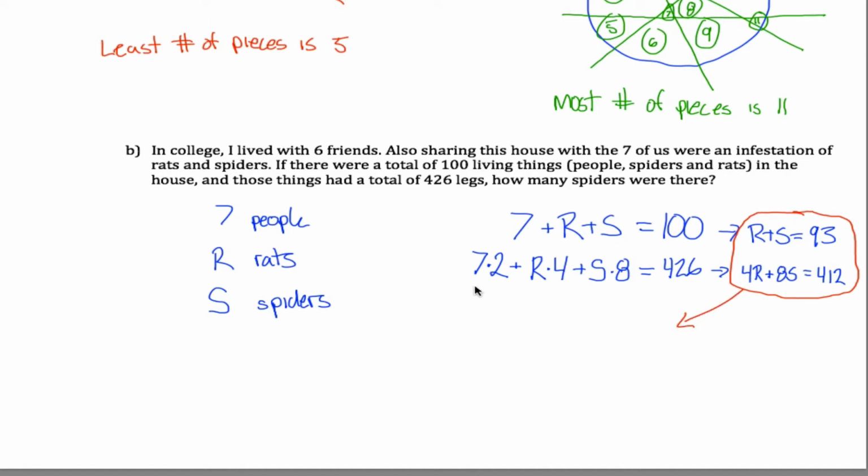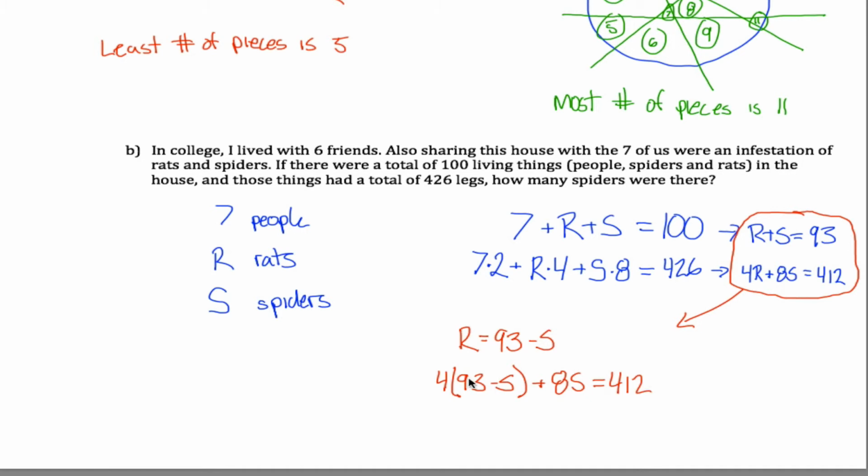I'm trying to figure out how many spiders there are. So I'm going to solve this first equation for R, say that R is equal to 93 minus S. And the reason I did that is because I can then take that and plug it into my second equation here. Instead of writing the letter R after the 4, I can write what I just figured out R was equal to, 93 minus S. And then I still have this plus 8S is equal to 412.